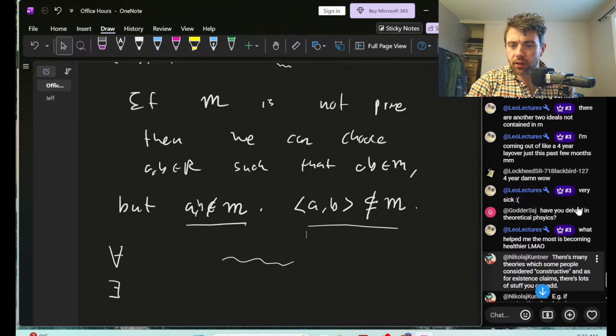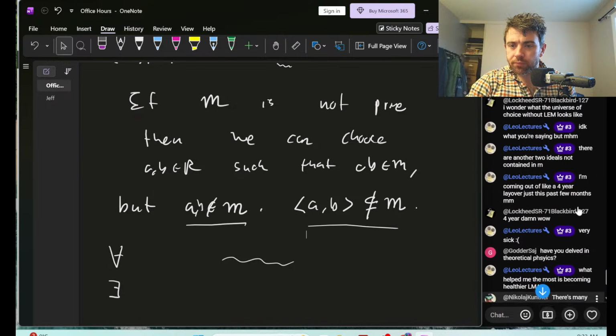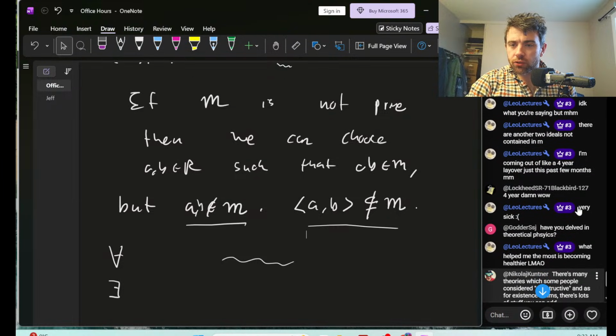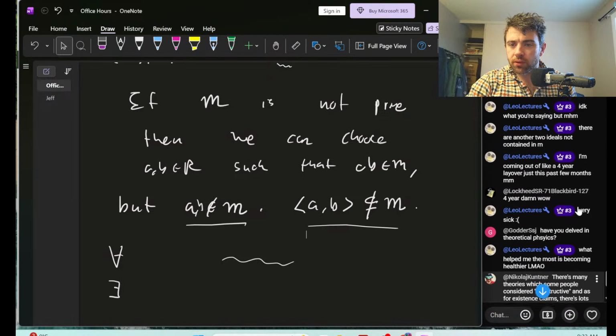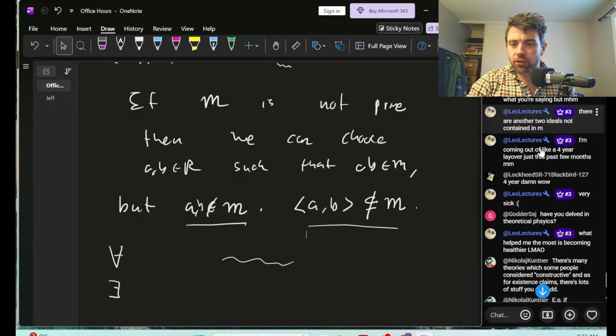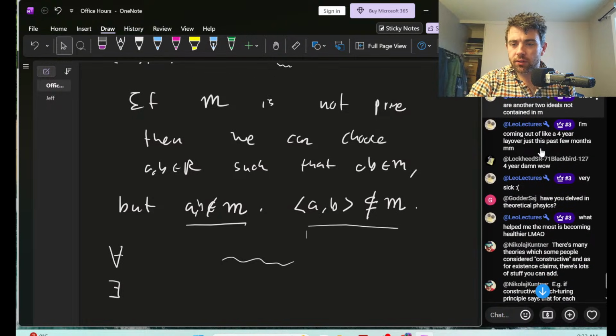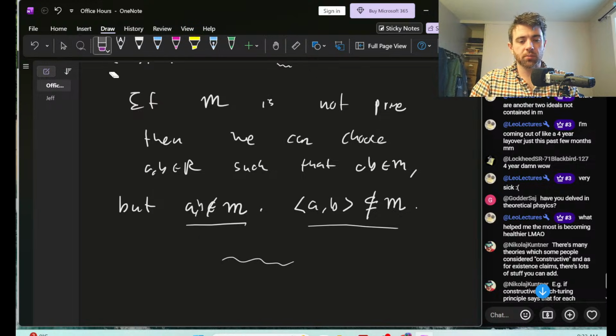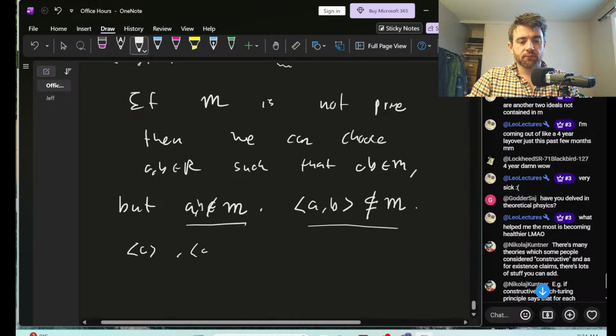We're a little behind here. The universe of choice without LEM, that's impossible. Choice implies LEM. There are another two ideals not contained in M. Okay, I mean, A and B, the principal ideals generated by A and B. Those aren't contained in M. That is also true.